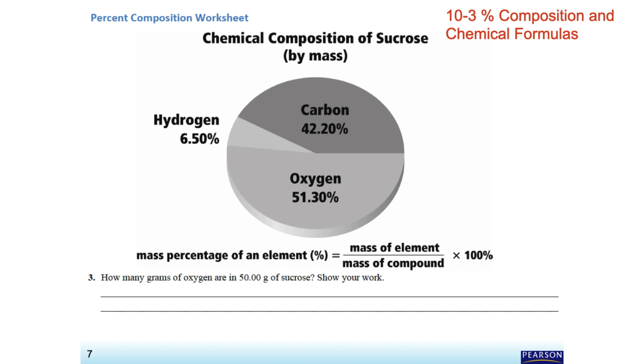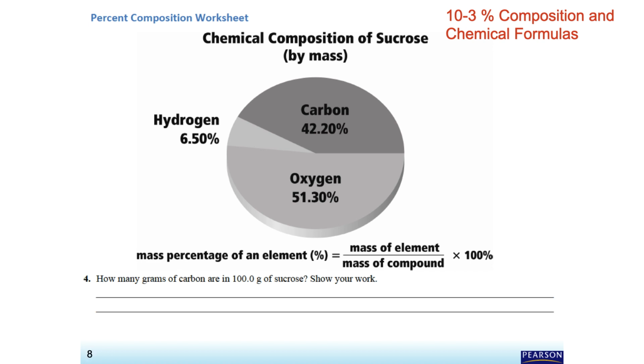How many grams of oxygen are in 50.00 grams of sucrose? Show your work. Well, this one is very similar to the problem we had just done. So I'm going to take my 50.00 grams of sucrose and multiply it by the percent oxygen of 51.30, and I get 25.7 grams of oxygen. That is equal to 51.3% of 50.